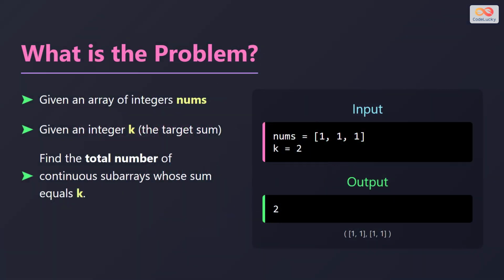Let's first understand the problem. You are given an array of integers, and a specific target integer called K. Your task is to find the total number of continuous subarrays within that array whose elements sum up exactly to K. For example, if your array is 1, 1, 1, and K is 2, the answer is 2, because there are two distinct subarrays that add up to 2.